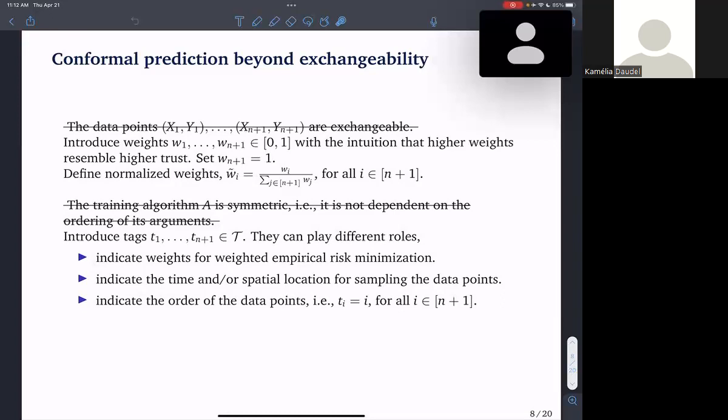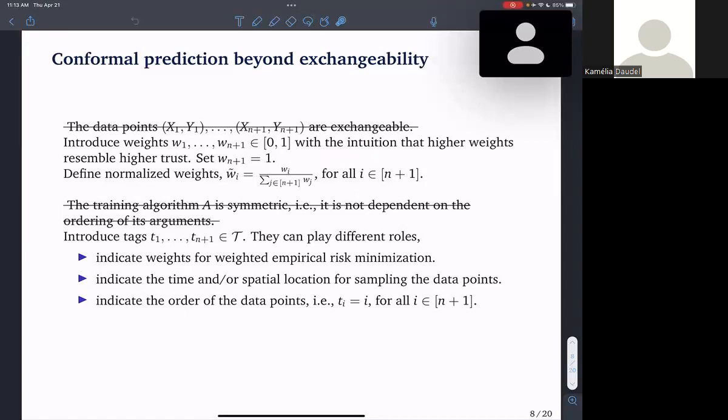And in this case, we set w_{n+1} equal to 1. That is, you place the highest weight on the n+1th example. So w_{n+1} is greater than or equal to all other weights. And then you can define the normalized weights as w tilde_i, which we'll use later. I'll get to how we use the weights.